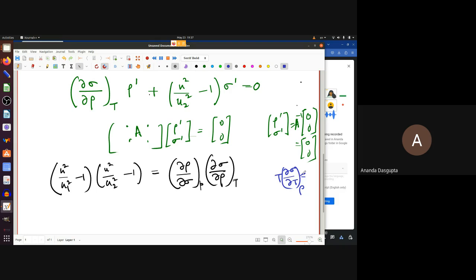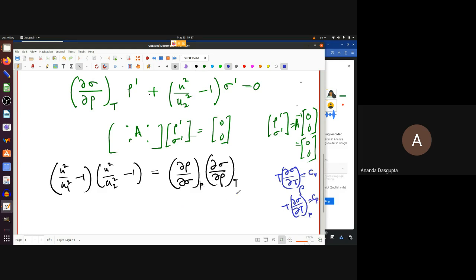T del sigma, that's actually nothing but a heat, right? T times change in entropy. You differentiate that with the temperature, T del sigma del T. What you get is the heat capacity. And heat capacity at constant density means, of course, heat capacity at constant volume. This is basically CV. T del sigma del T at constant pressure is Cp.